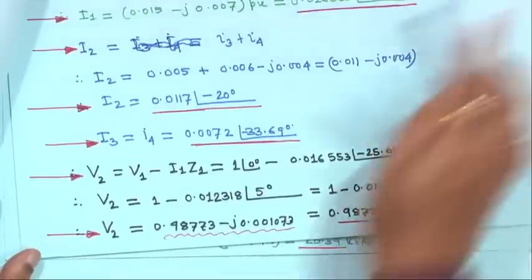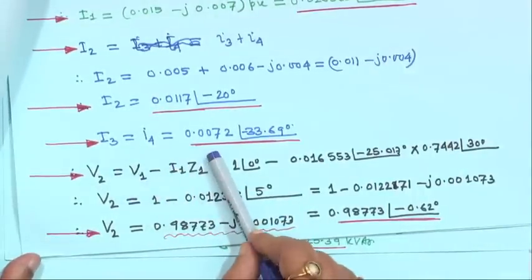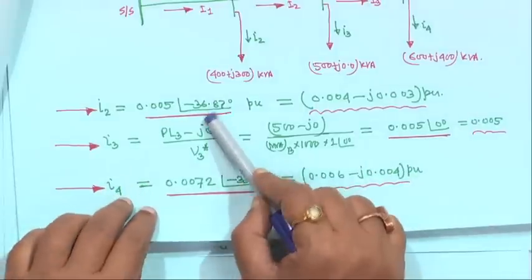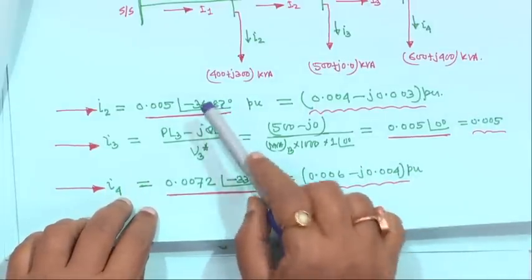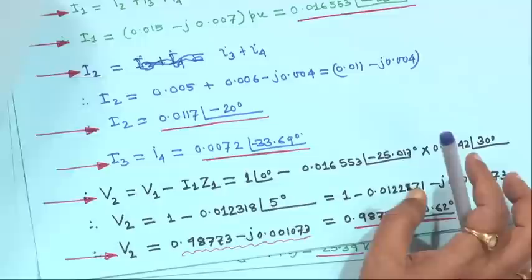Up to this point all the branch currents are computed. This is the first iteration. I am not writing an iteration number here; when the second iteration comes I will do that, but these are all first iteration.